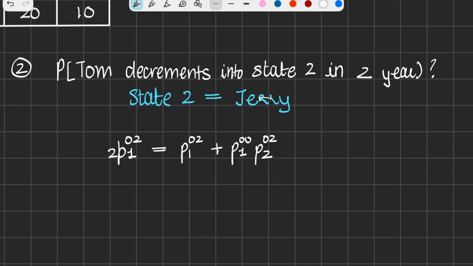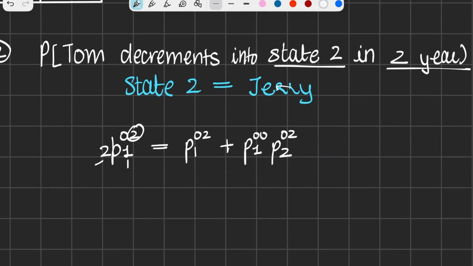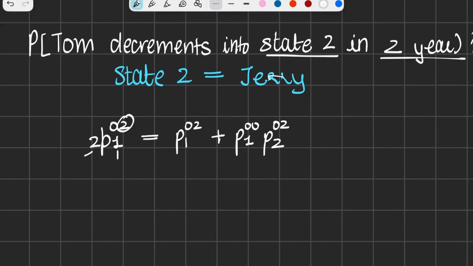Next, let us calculate the probability that Tom decrements into state 2 in 2 years. So we have the 2 here to represent the 2 years, 2 here to represent state 2, and the 1 here to represent Tom's current age. We can write an expression down for this probability. So we have P102. This represents the probability that Tom decrements into state 2 during the first year, plus P100. This represents the probability that Tom survives the first year, and then P202 to represent the probability that Tom decrements into state 2 during that second year.